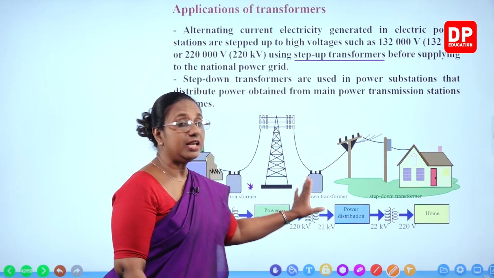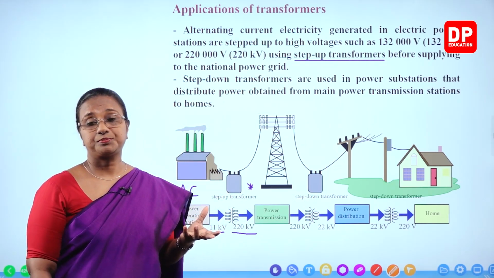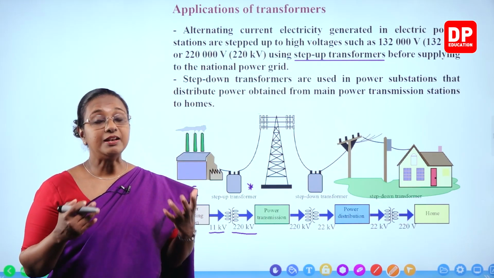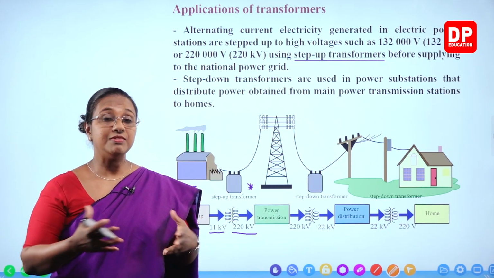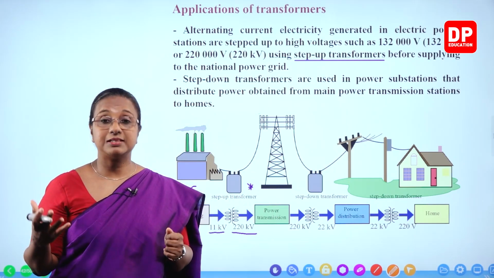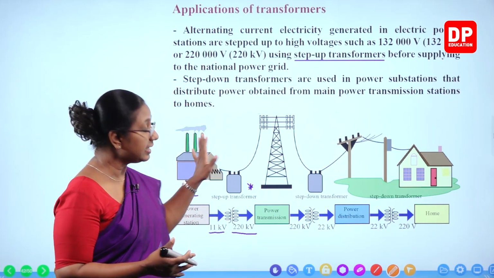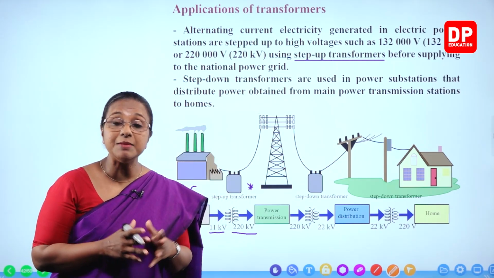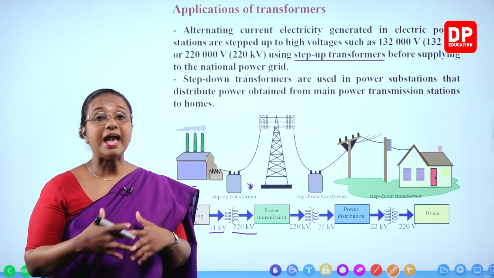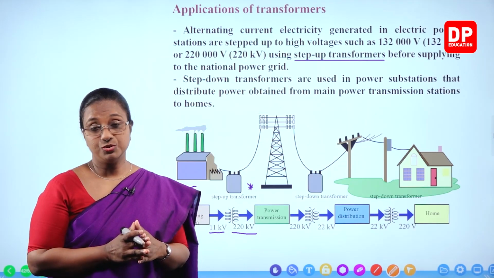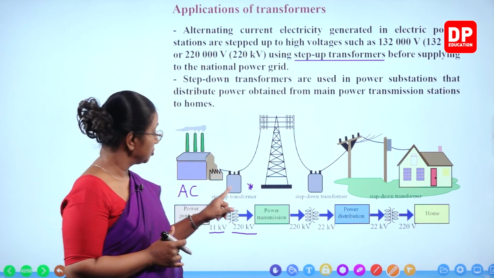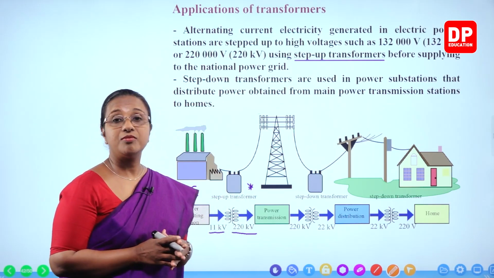Now, why do they need to increase the voltage? If they were to supply very low voltages, that would be very expensive. They would need very long supply cables. So it's not very practical. If they increase the voltage, it will be a high power current, which is easy to distribute and supply to the households. That is why they need to increase the voltage. To do that, they use step-up transformers.